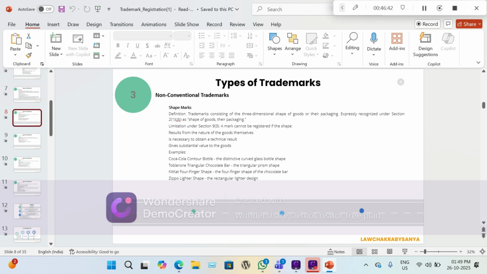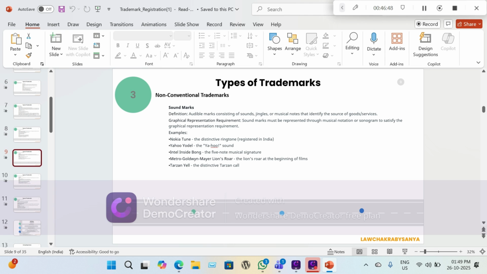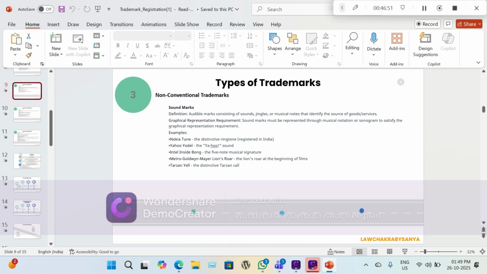On to the next slide, we have some sound marks. So some kinds of sounds can also be registered as trademarks. They must be represented through musical notation or sonogram to satisfy the graphical representation requirement. For example, the Nokia tune, the Yahoo Yodel, the Intel Inside Bong, Metro-Goldwyn-Mayer Lion's Roar, and Tarzan Yell. All of these are sound marks, and they are also registered. They can be registered as trademarks because whenever you hear those sounds, you are able to recall the goods and services that are provided by that particular brand. And that is why sound marks are also registrable as trademarks.